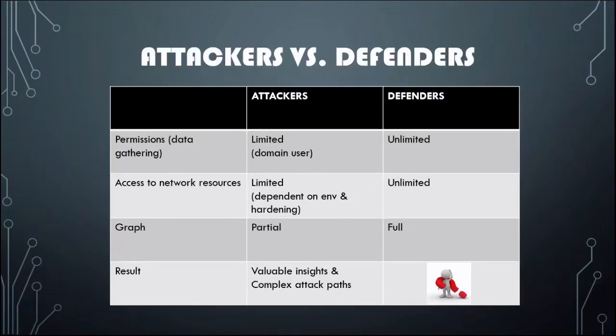Even though attackers are only working with a partial graph, we just saw with Bloodhound how they can use that graph to gain very valuable insights into our environment and find complex attack paths which would lead them to compromise one of our domain administrators. Well, if attackers are using those limited permissions and data sources and are still able to leverage graphs to their benefit, the question is, what can we as defenders do with our unlimited permissions and data sources and use graphs to defend our environment? This is exactly what I'll be covering in this session today.